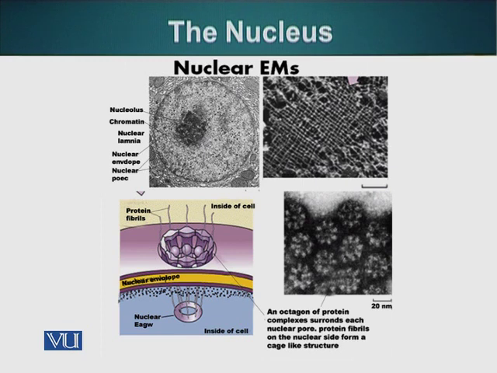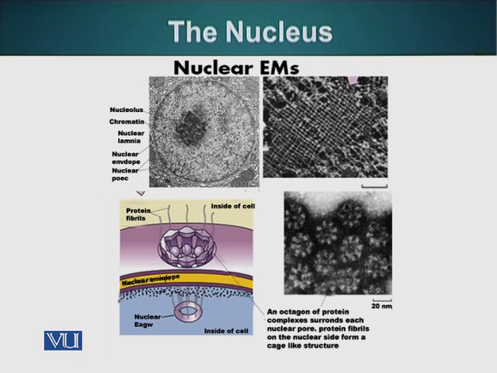Here on the screen, you can see the structure of nuclear pores. The nuclear pores, as I mentioned, have octagonal symmetry. This is an electron micrograph of a nuclear pore. Here you can see the nuclear lamina. This is also an electron micrograph of the nucleus.